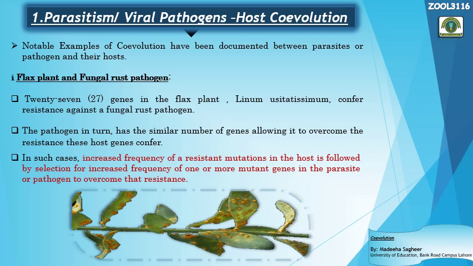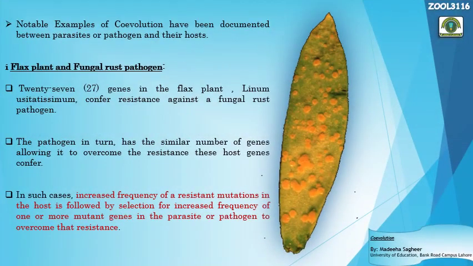So in such cases, an increased frequency of resistance mutations in the host is followed by selection for increased frequency of one or more mutant genes in the parasite or pathogen to overcome that resistance. So this is the coevolution of the flax plant and the fungal rust pathogen, due to adaptations toward resistance and then pathogen adaptations to break that resistance, right? Here you can see the plant. This is one leaf of the flax plant that got rust because of the fungal rust pathogen, right?